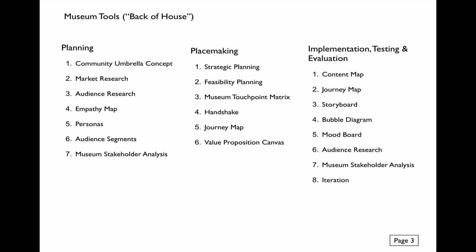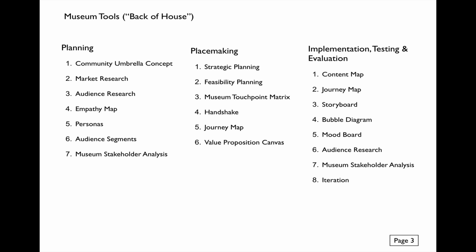The tools to do all of this are the back of house, this is not public facing, are the planning, which is through the community umbrella concept. So beyond the voice, what's the look and the feel of the strategy, your market research, what are those segments, what are the audience groups looking for, what are their needs, how do you have empathy for those people, you create personas, audience segments, and then museum stakeholders. Stakeholder analysis includes the funding of the overall.